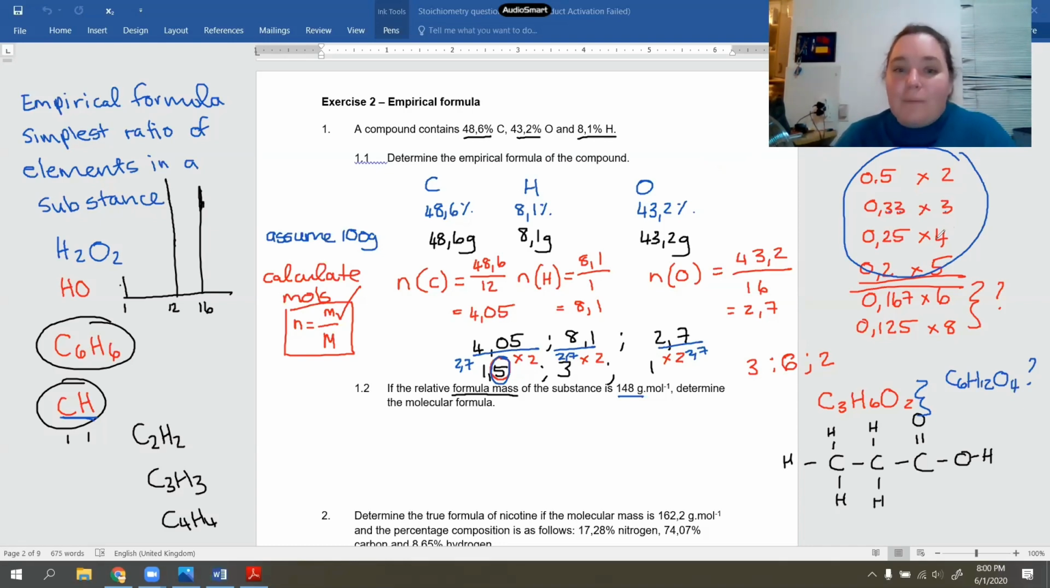Sometimes you're unlucky. Okay. Then it says, if the molecular formula mass is 148 grams, determine the molecular formula. So the first thing I'm going to do is I'm going to work out the molecular mass of what I've got.